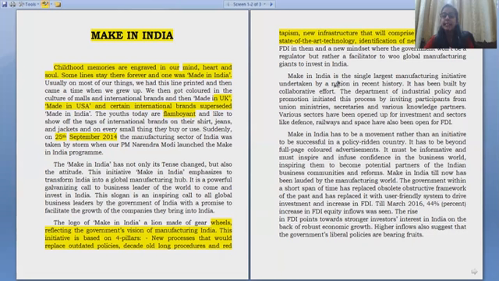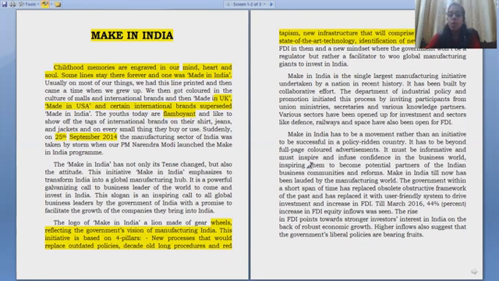Now, Make in India is the single largest manufacturing initiative undertaken by the nation in recent history. It has been built by collaborative efforts. The Department of Industrial Policy and Promotion initiated this process by inviting participants from Union Ministries, secretaries, and various knowledge partners. Various sectors have been opened up for investment, and sectors like defense, railways, and space have been opened for FDI.